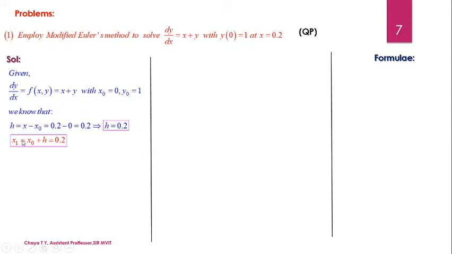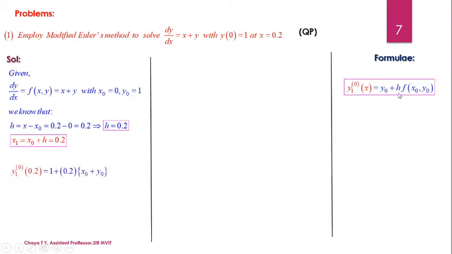So what is x1? We have the formula of x1 as x0 plus h. Substitute for x0 and h, we get the value as x1. Now let us consider the formula which is called Euler's formula. So what is the formula? y1 of 0 at x is equal to y0 plus h into f of x0, y0. Let us substitute the values into the RHS.